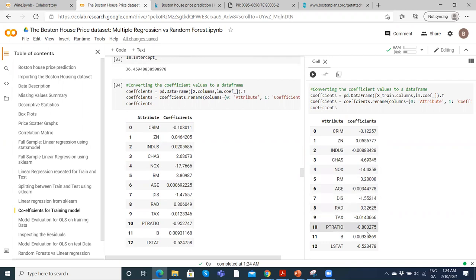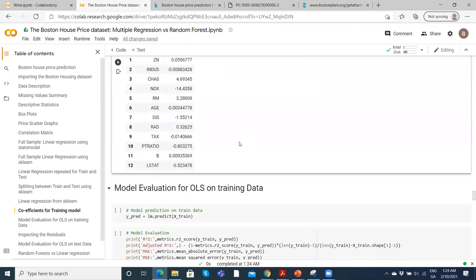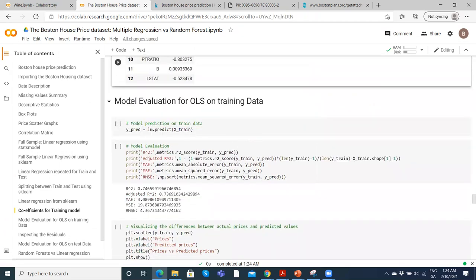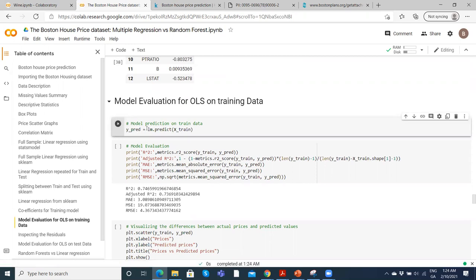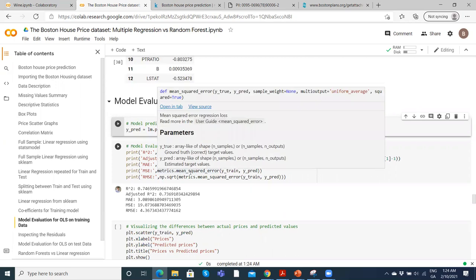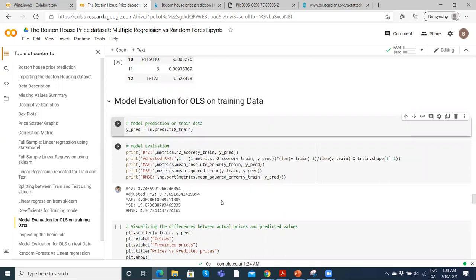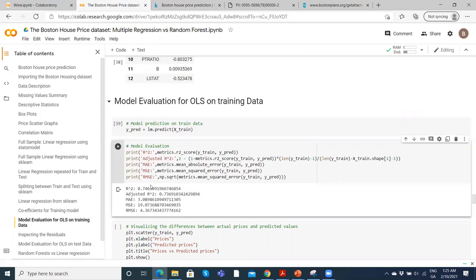Again, looks similar, but there are some differences between the train and the full data set. Okay, so let's go down. We'll continue. Now, when we're doing an evaluation on our model, we'll predict in sample and estimate R squared, adjusted R squared, mean absolute error, mean squared error, and the RMSE. And we do that for in sample, and we get 74%, not awful, and 73% for the training data.